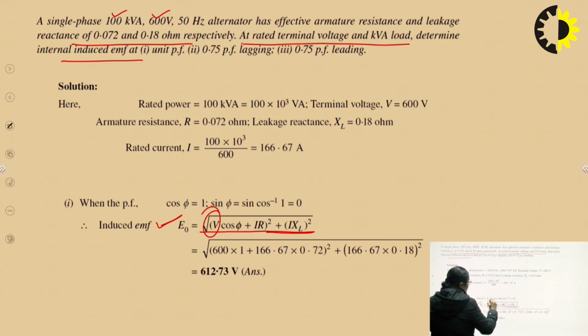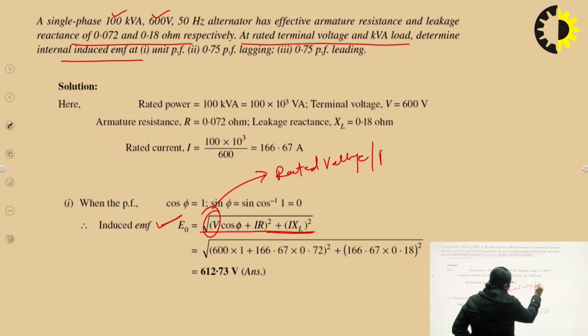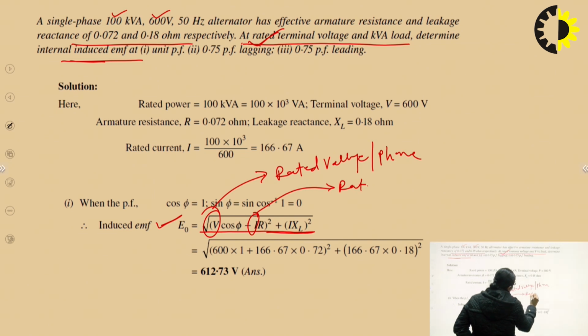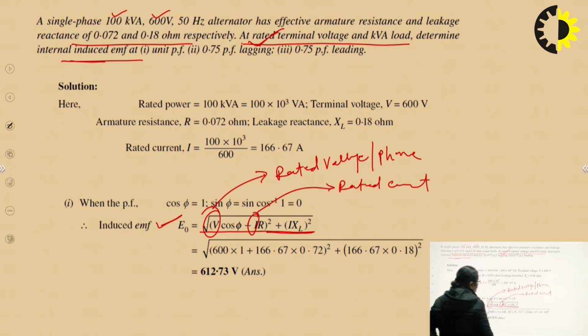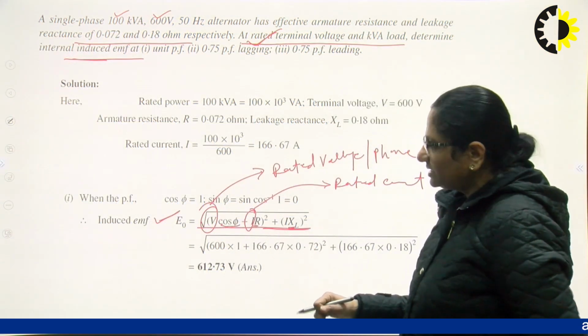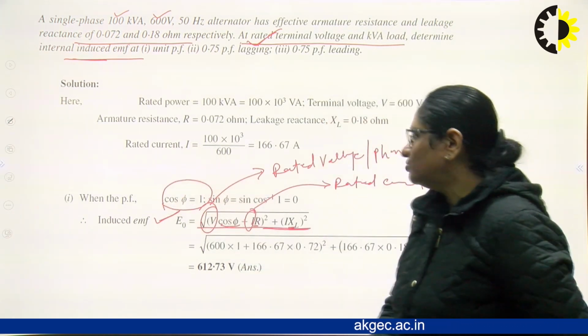What is V over here? V is rated voltage per phase, right? What is I over here? If we need to determine the induced EMF under rated load and rated voltage condition, I is going to be the rated current, right? R is given to us, XL is given to us. They are respectively the effective armature resistance and the leakage reactance. Besides this, cos phi is the operating power factor of the machine, and in this particular case, the machine is operating at unity power factor, right?